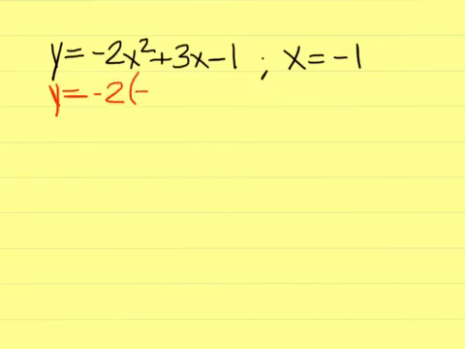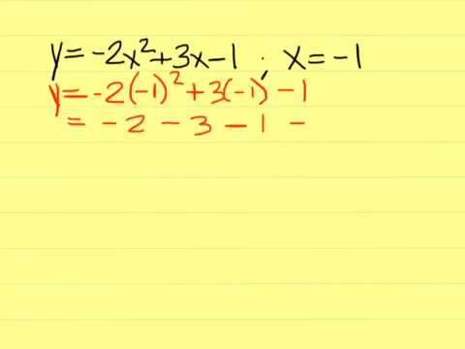So you have negative 2 times negative 1 squared plus 3 times negative 1 and then minus 1. And simplify from there. That would be negative 2 minus 3 minus 1. Should get a negative 6 for that part. Now I'll go quickly on some of these steps because we're not teaching evaluating functions. I mean, everybody should be able to do that by now. So you have negative 6 for y.